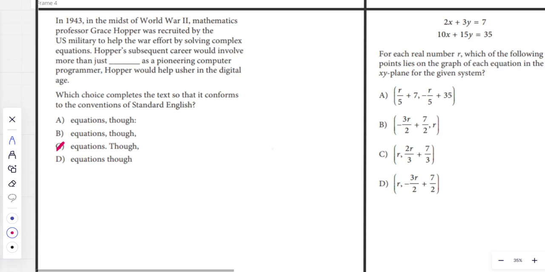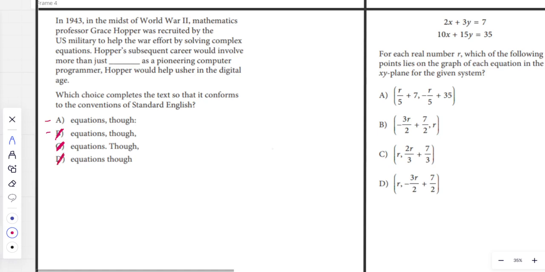Hopper's subsequent career would involve more than just equations, though. That could make sense, right? Because if I'm looking at this first sentence, it says Grace Hopper was recruited by the military to help solve complex equations. Then we can say her career would involve more than just equations, though. Sort of that contrast there. Let's look at some of the other answer choices as well. More than just equations, comma, though, comma. Yeah, we said we didn't want B or a bunch of commas here because it would create a comma splice. We'd want more of a definitive stop here, which a colon could give us.